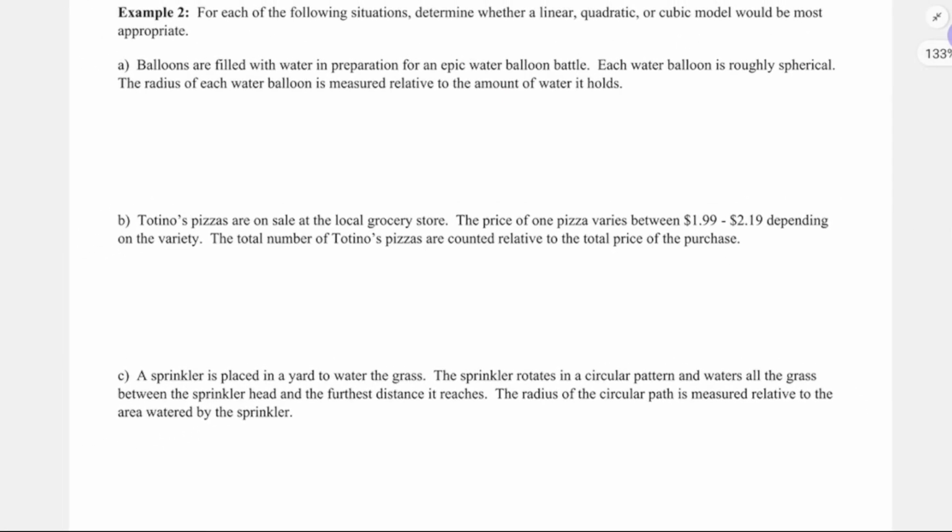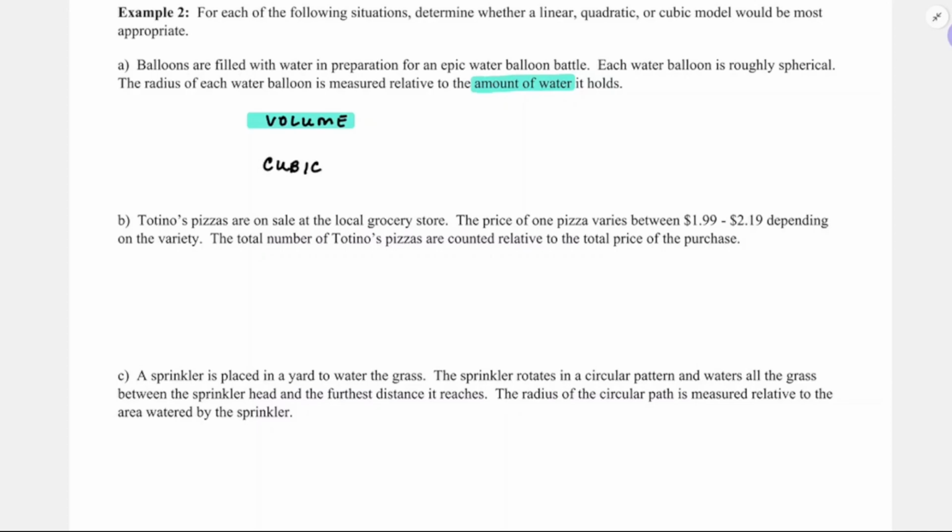Okay, balloons are filled with water in preparation for a water balloon battle. The radius of the water balloon is measured relative to the amount of water it holds. Amount of water, that is volume. I'm going to just do the exact same thing I did on the homework. We've got volume here, and we just said, for volume contexts, we need to be thinking about cubic polynomials. That's just one of the essential knowledges from AP Pre-Cal: if you see something that's trying to model a volume, your first thought should be degree 3, because volume is a 3-dimensional measure.